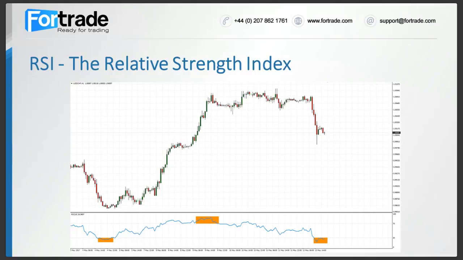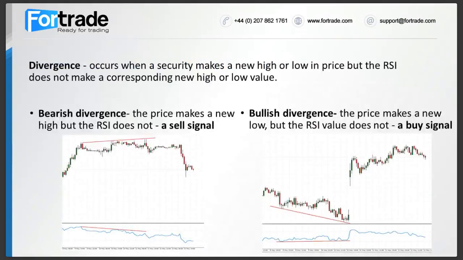It would also be very useful to watch for divergence between price and the RSI indicator. Divergence occurs when a security or a currency pair makes a new high or low in price, but the RSI does not make a corresponding new high or low level. So here we have a bearish divergence and a bullish divergence.